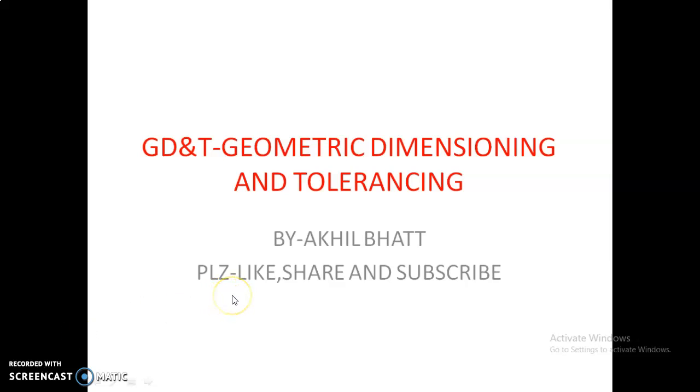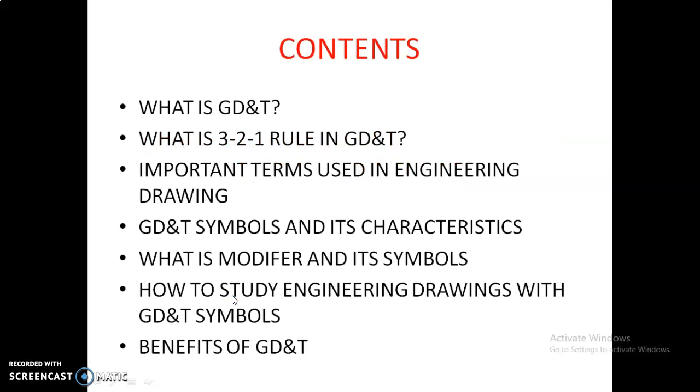Before moving further ahead, firstly I want to show you the contents. These are: what is GD&T, what is the 321 rule in GD&T, important terms used in engineering drawings, GD&T symbols and their characteristics, what is a modifier and its symbols, how to study engineering drawings with GD&T symbols, and benefits of GD&T. So let's discuss each content one by one in detail.